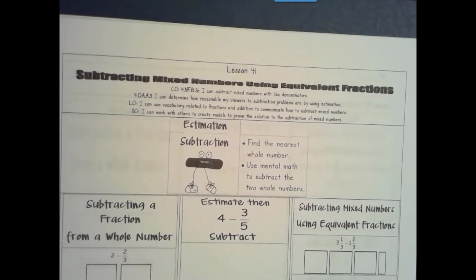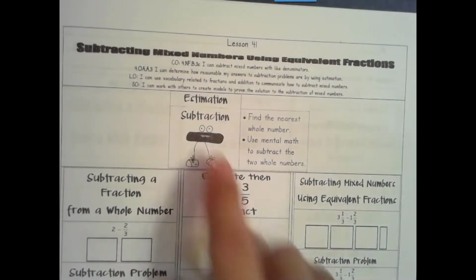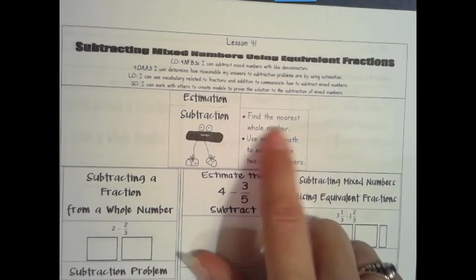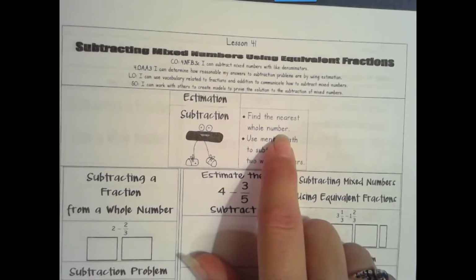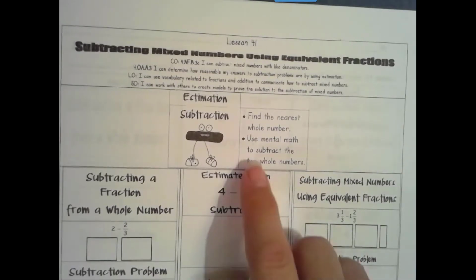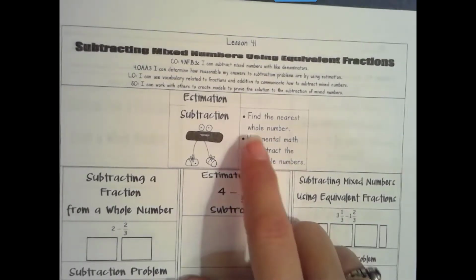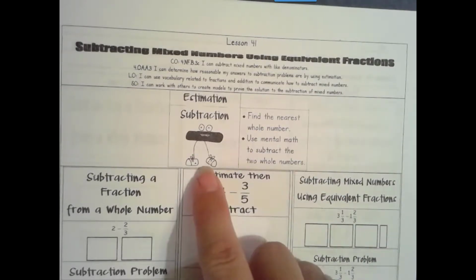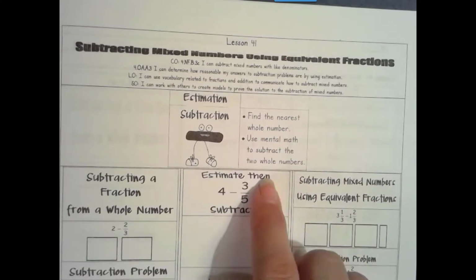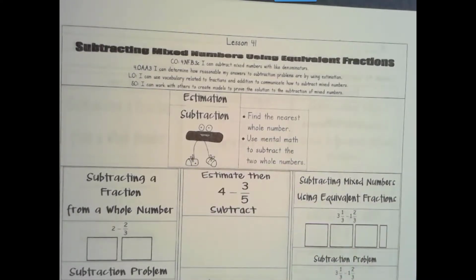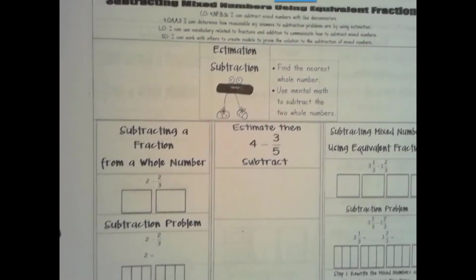So here we're going to look at estimation when it comes to subtraction. It's similar to adding mixed numbers. First we need to find the nearest whole number. So what is that fraction closest to? Is it closer to 1 up, the whole number up, or 0, the whole number down? So which whole number is it closest to? Use mental math to subtract the two whole numbers. Alright.